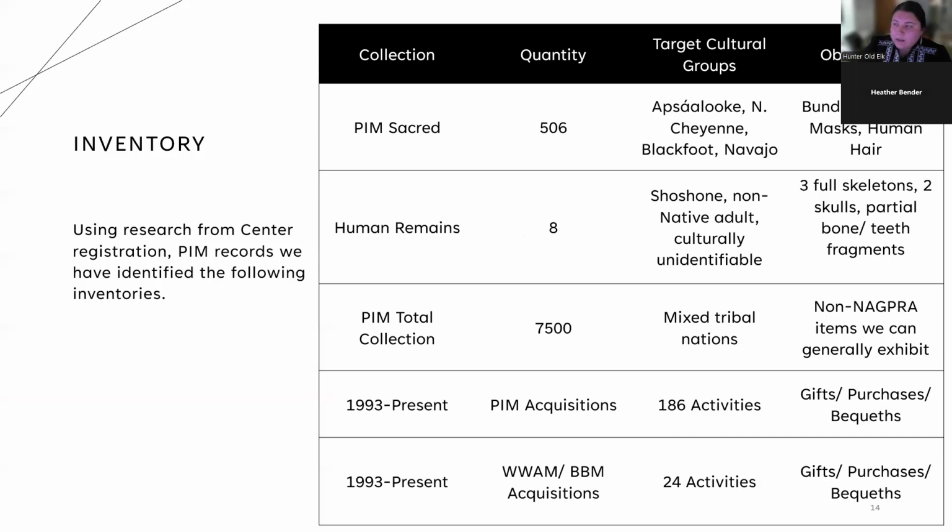So with this next slide, I want to just throw out some numbers. This is data that we have compiled over a few years, just to give those that are viewing this presentation the scope of the collection care that we have. So right now we have an inventory of about 506 items that have explicitly been identified as sacred or ceremonial items that would be considered for NAGPRA if we received a request for them.